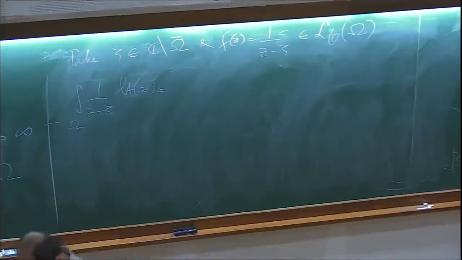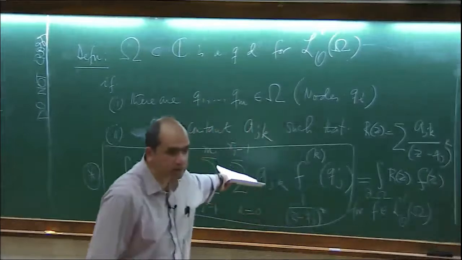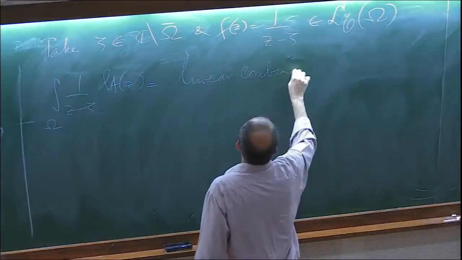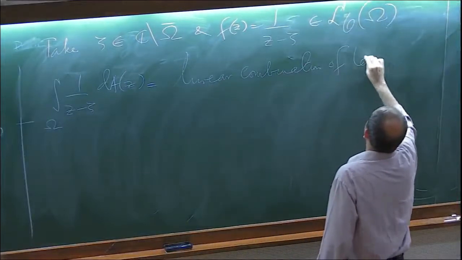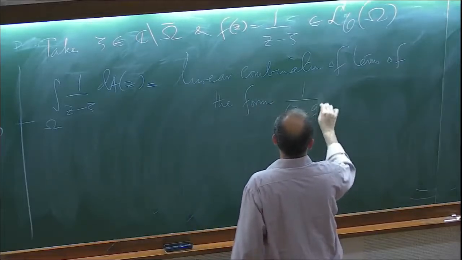And this is equal to, I have to compute what the right hand side is. The right hand side involves finitely many derivatives of the function 1 over z minus zeta. So all the terms on the right hand side are going to be monomials of the form zeta minus qj to some power, apart from some constants. So your right hand side is a linear combination of terms of the form 1 over zeta minus qj to some power.